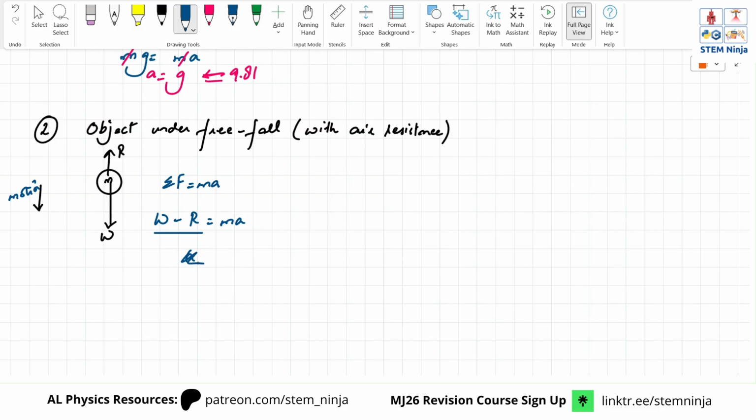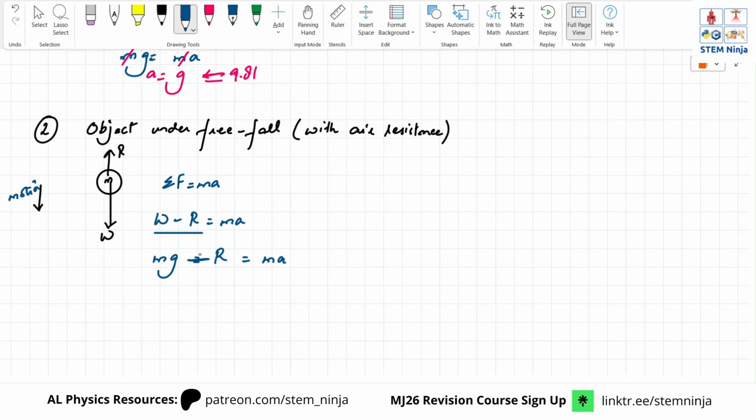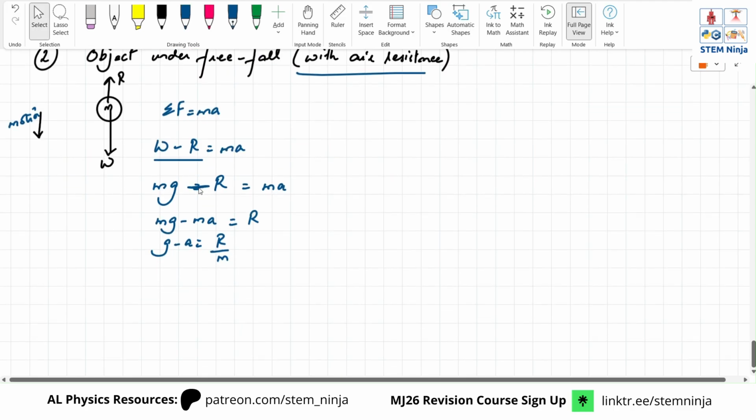We will come back to this in a while, but this means that because of the effect of the resistive force, the air resistance, the acceleration would be less than g. Let's actually see that. So mg minus R equals ma. This already effectively means that a is less than g. So mg minus ma equals R. g minus a is equal to R over m. Since we have air resistance, g minus a would be greater than 0, and g would be greater than acceleration, or acceleration would be less than g.